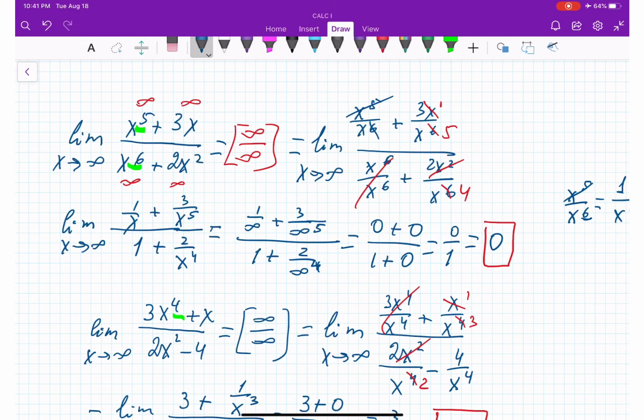Okay, and also, an important summary you can conclude: every time you get infinity over infinity, all you have to do is divide the numerator and denominator by the highest exponent.